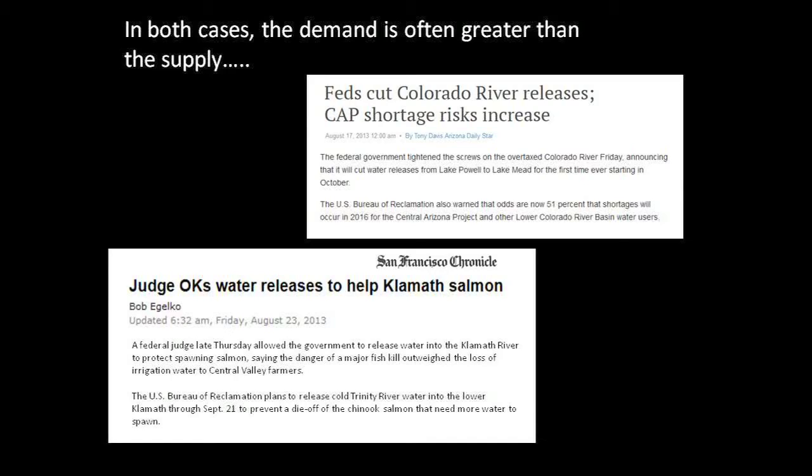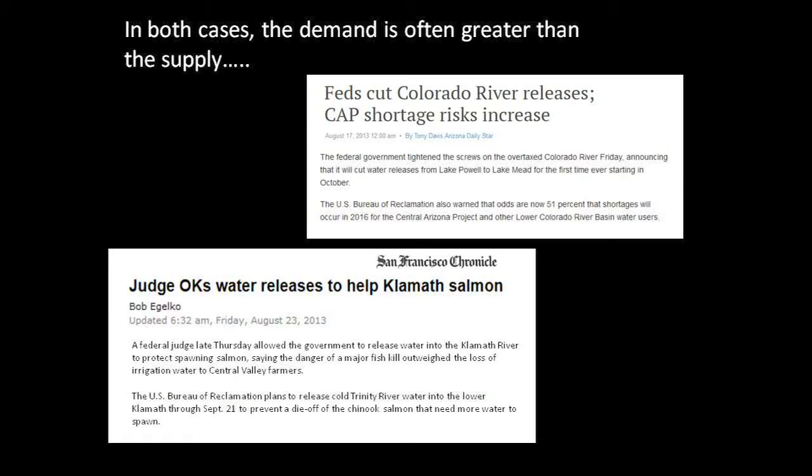This is a headline from August 23rd. Judge okays water releases to help Klamath salmon. A federal judge late Thursday allowed the government to release water into the Klamath to protect spawning salmon, saying the danger of a major fish kill outweighed the loss of irrigation water to Central Valley farmers.